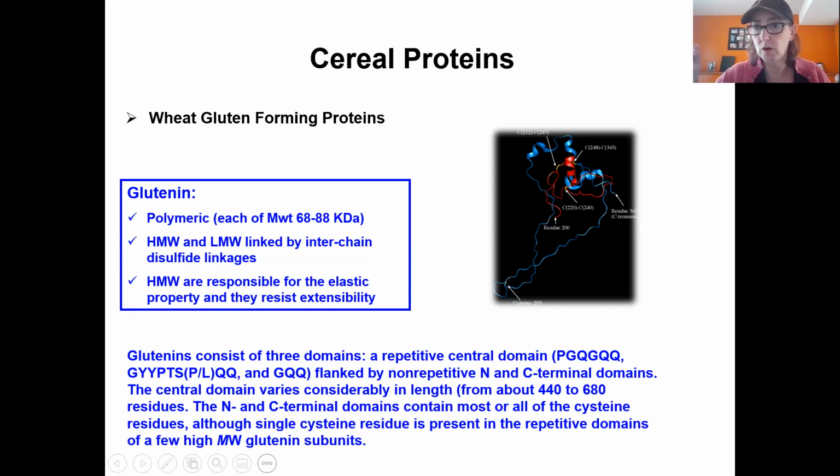That means the units do not repeat. The amino acid sequence does not repeat. However, they're rich in cysteine. And that's what facilitates the protein-protein interactions. There is a single cysteine residue in the middle domain of some high molecular weight glutenin subunits.